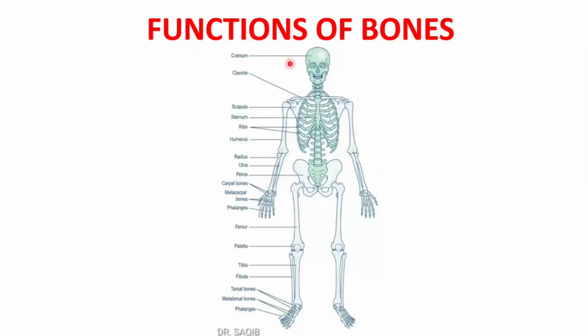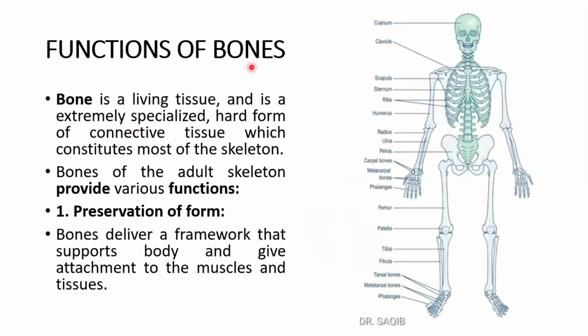Today I will discuss with you the functions of bones. You could see this is the human skeleton, and the functions of the bone. What is a bone? It's a living tissue and is an extremely specialized hard form of connective tissue which constitutes most of the skeleton. Bones of the adult skeleton provide various functions.